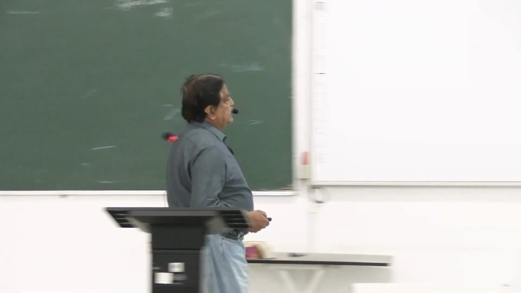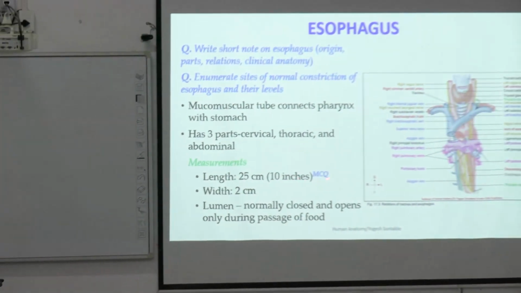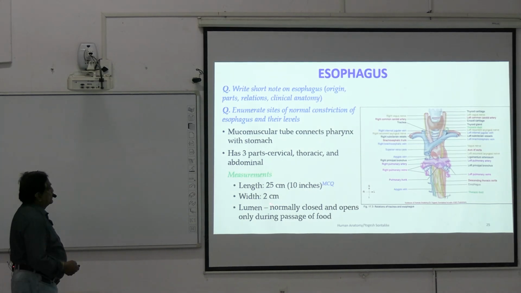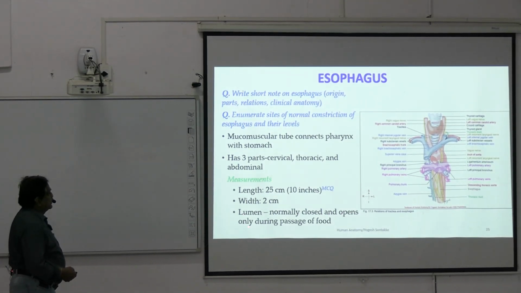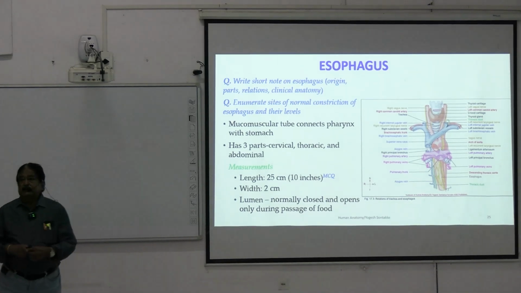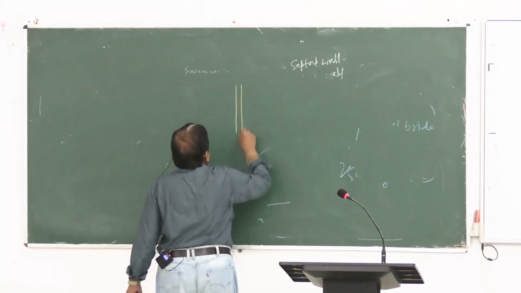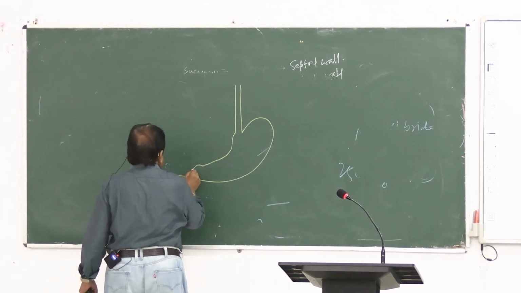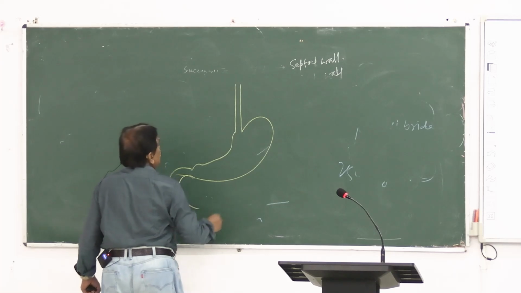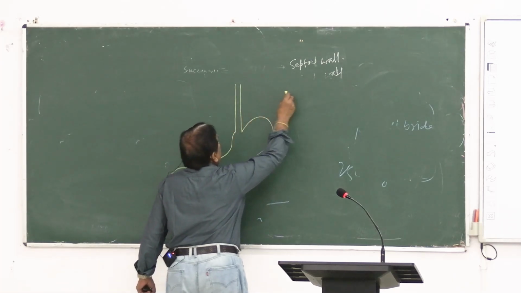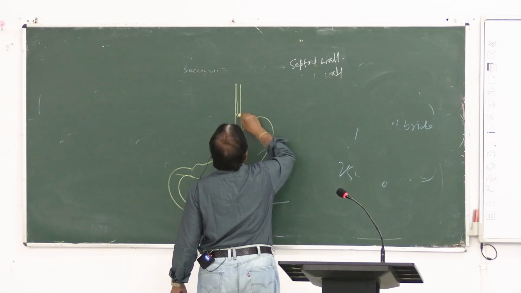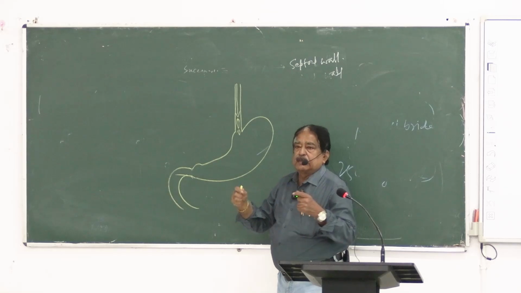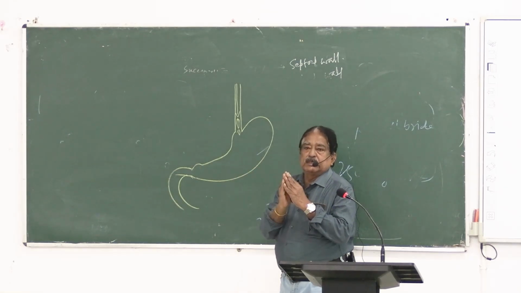Okay? Now measurement: 10 inches. Now MCQ, this is the MCQ question that might come up. Length 25 centimeters, width 2 centimeters. Lumen normally closed and opens only during passage of food. When the food passes, it is open, but normally it is collapsed, it's closed.